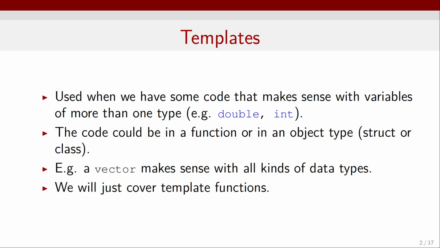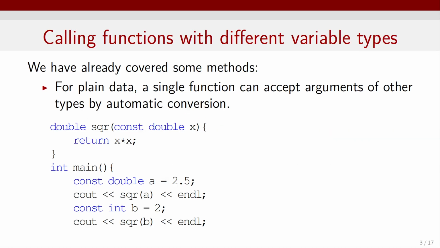For example, a vector makes sense with all kinds of data types, like doubles, integers, characters, strings, and so on. In this module, we will focus mainly on template functions. A problem we want to deal with is how to call functions with different variable types. We have already covered some methods for doing this.